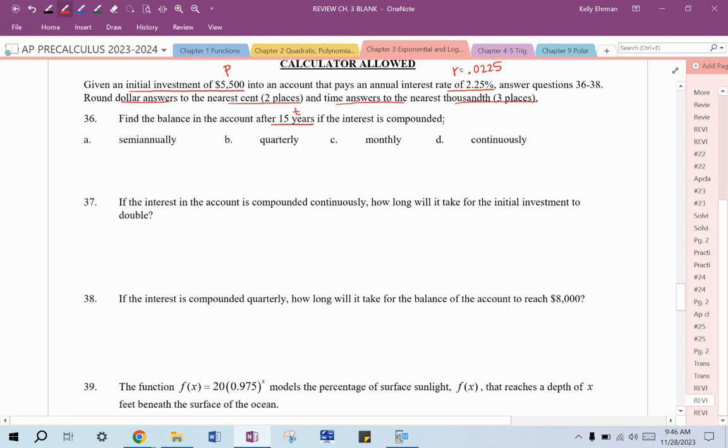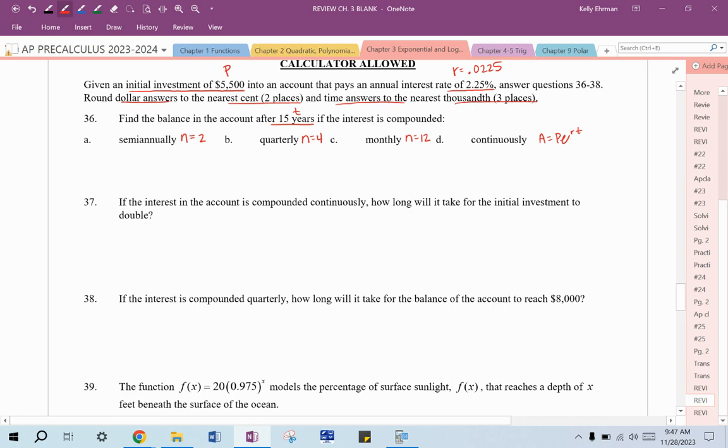That's T. If the interest is compounded first semi-annually, that's when N is 2. Quarterly, N is 4 times a year. Monthly, 12 times a year. Daily would be 365. We don't have that on here. Continuously, we're going to use the PERT formula, P-E to the RT.